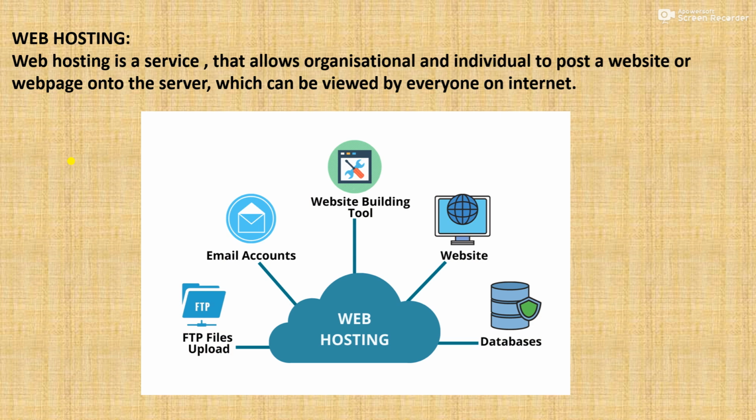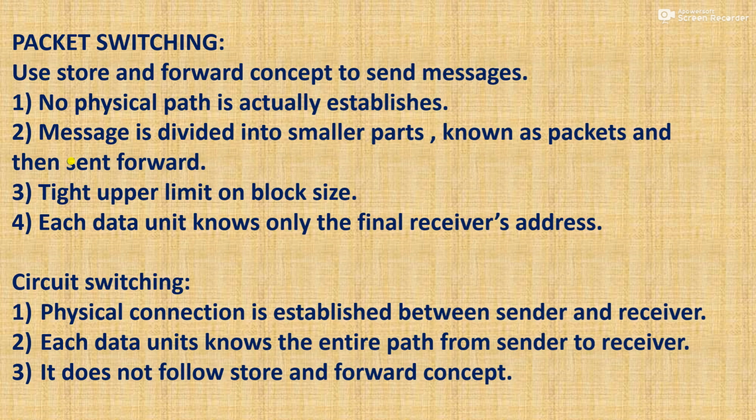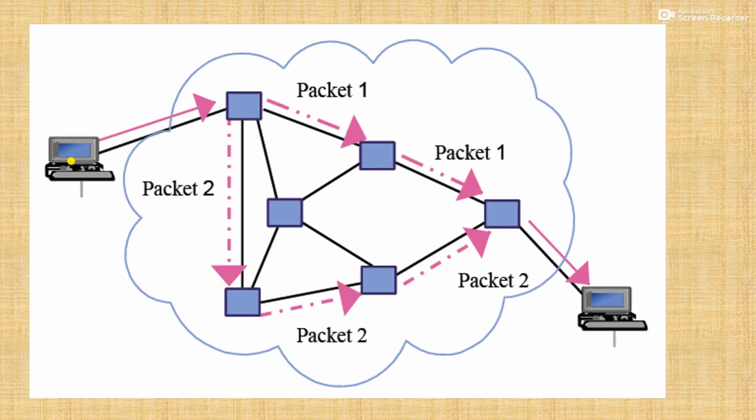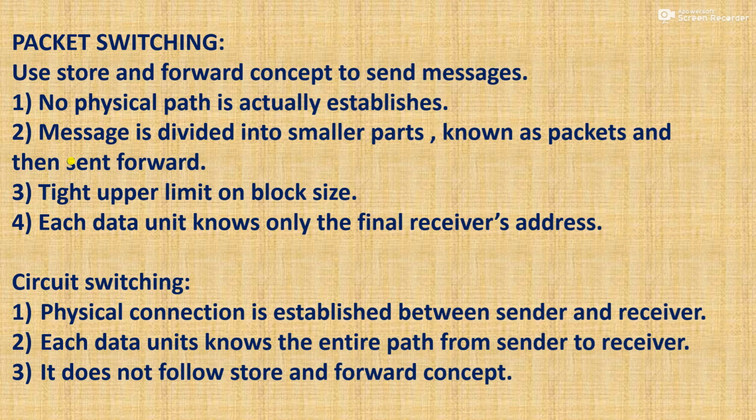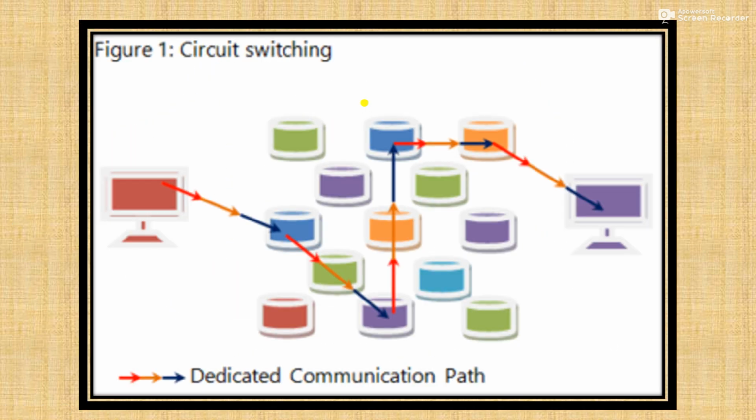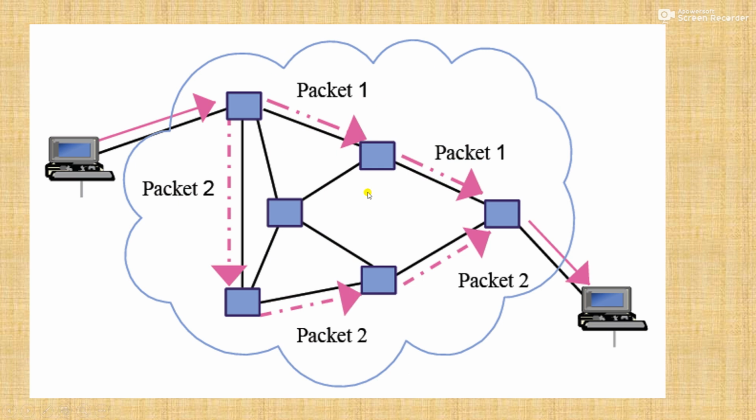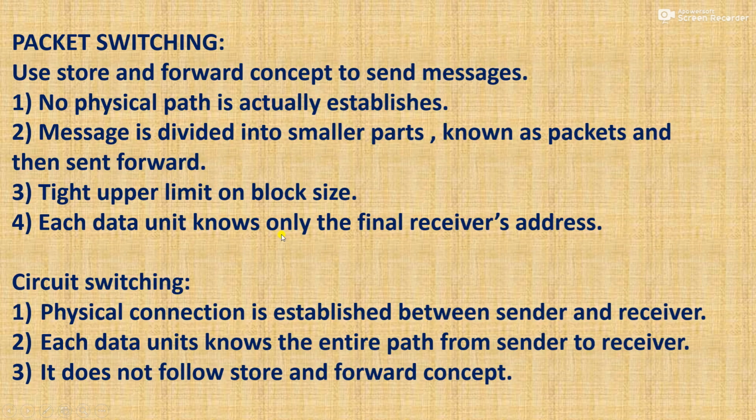अब जो एक स्विचिंग का क्वेश्चन आ जाता है कई बार, what is the difference between packet switching and circuit switching. ये देखो, पहले हम पढ़ते हैं फिर मैं आपको डायग्राम दिखाता हूँ. So this packet switching uses store and forward concept to send message. No physical path is actually stabilized. ये देखो, this is packet switching, इसमें कोई फिजिकल पाथ स्टेबलाइज नहीं होता है. So this is a wireless connection. Message is divided into smaller parts known as packet.